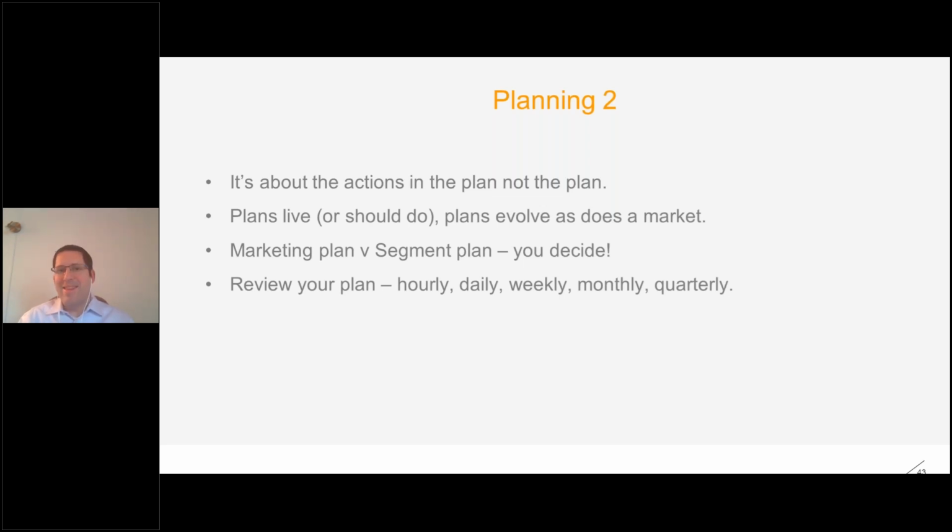And plans live. It's not great to say, this is a really nice document, I'll store it somewhere online, it's on the shared drive, it's on the intranet, it's on OneDrive or Dropbox, it's there if you want to reference it. They have to evolve because the market evolves. Your customers evolve. Nothing stays the same. So therefore, your plan is, I guess, that framework around which action lives.